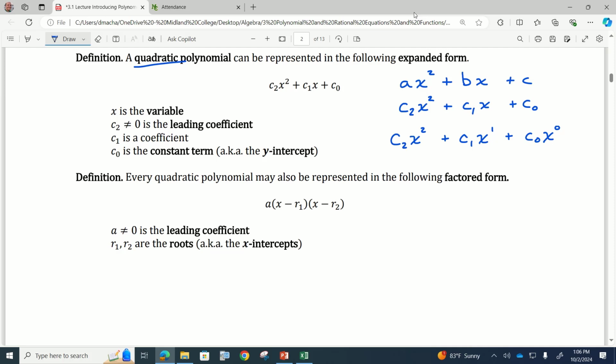so that's my constant term. We also said every quadratic polynomial may also be represented in this factored form. And the difference is that for a quadratic polynomial, you get 2 roots. And we said sometimes those roots are even the same number, just repeated twice. And most of the time, they're just 2 different numbers. And it'll look like that.